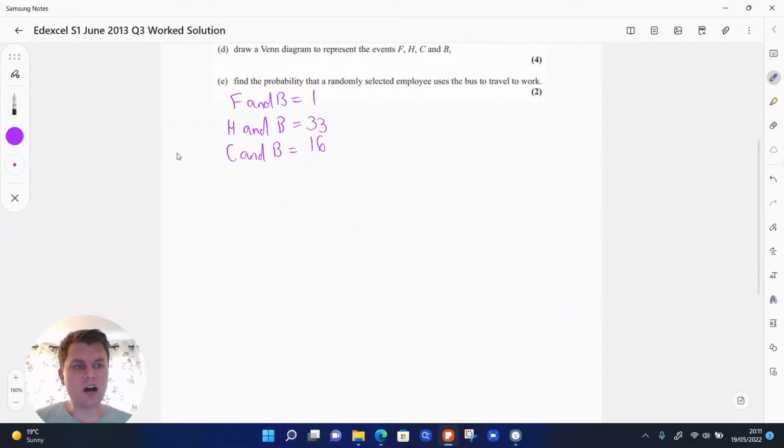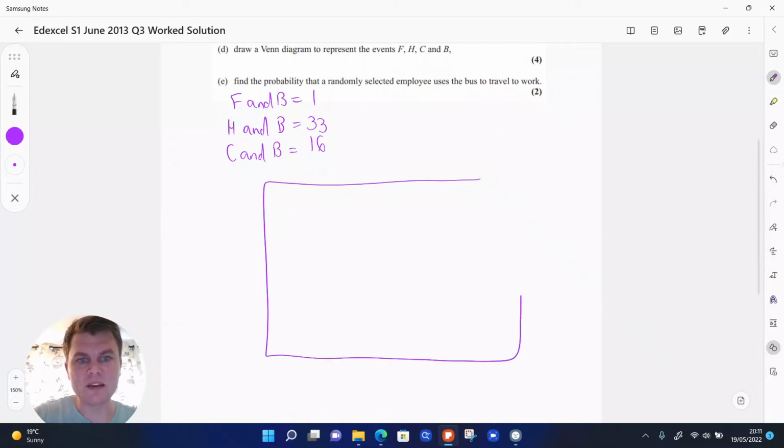Okay, key feature of any Venn diagram is that it must have a box. No box and you automatically lose a mark. It's then not a Venn diagram. So I'm going to have a nice big box here.